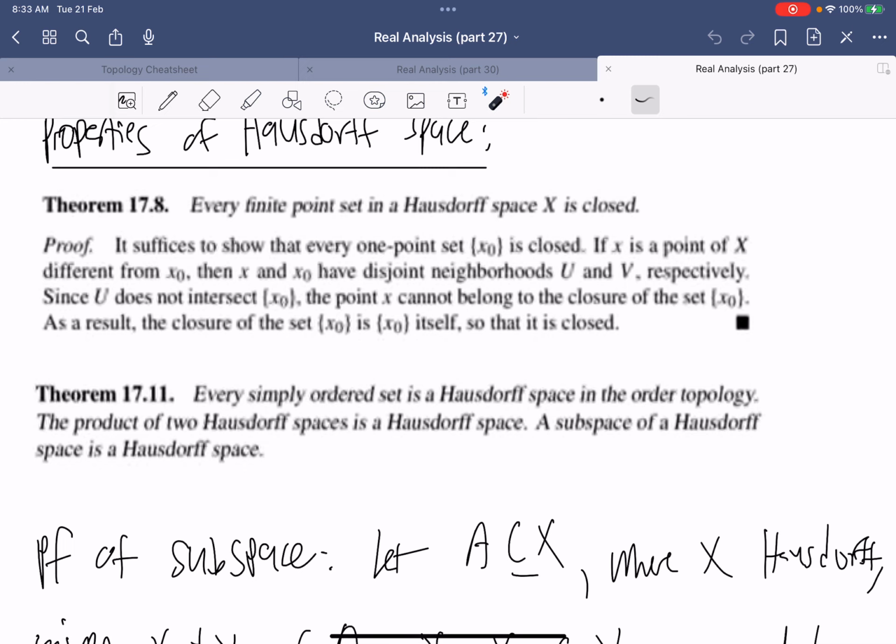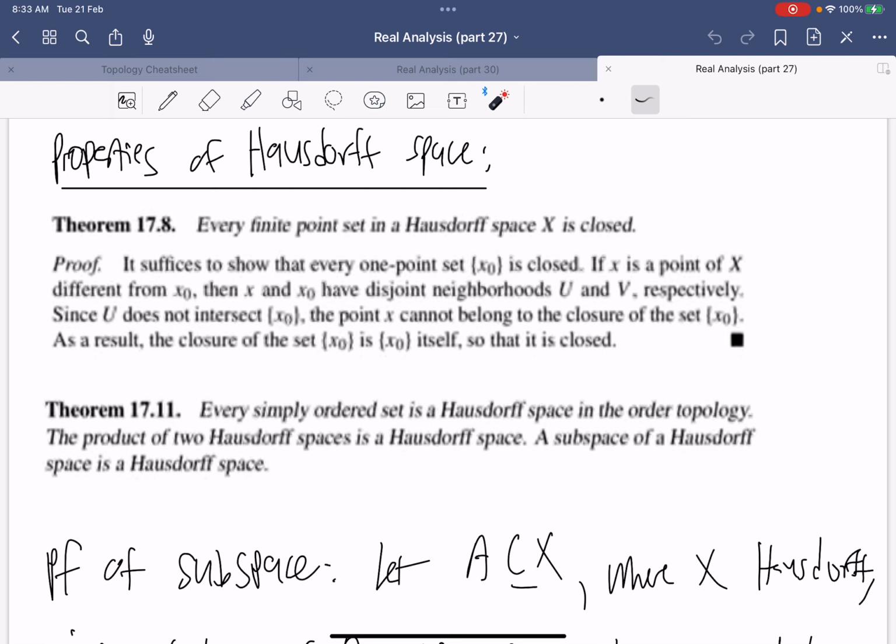So U does not intersect X0, so the point X cannot belong to the closure of X0. And hence no other point is in the closure of X0, which means the closure of X0 is X0 itself. So this one point set is closed as a result.